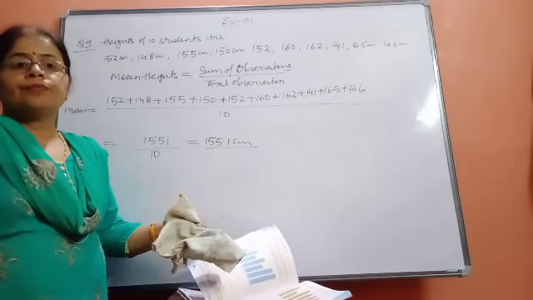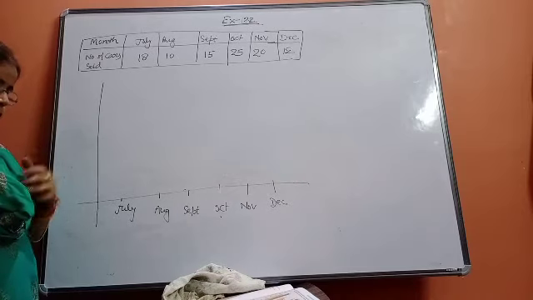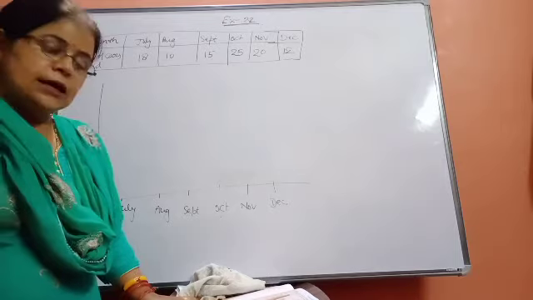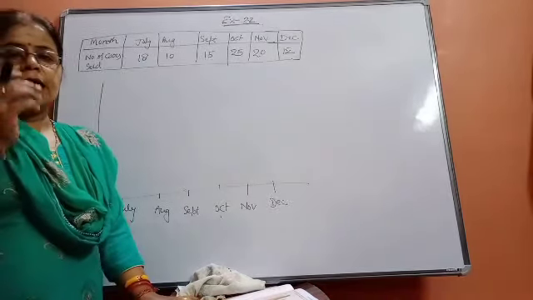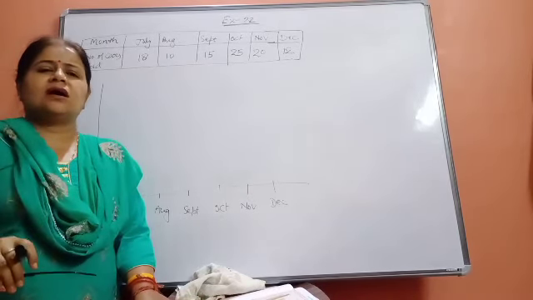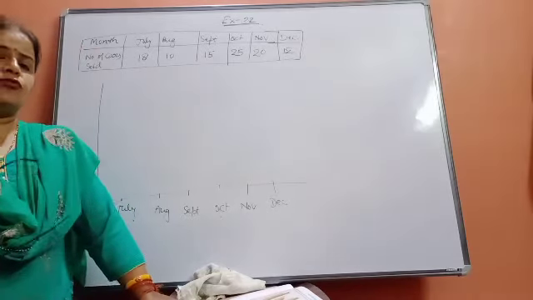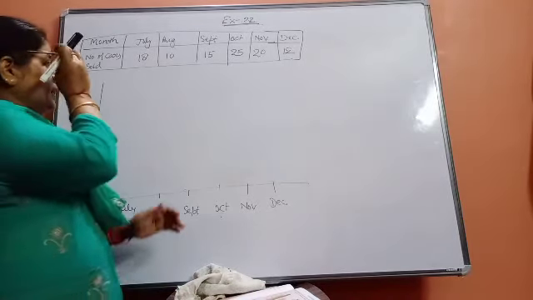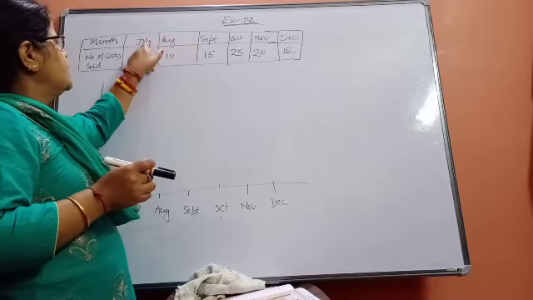See that, beta. Now exercise 12.2: draw an appropriate graph to represent the given information. How will you do this question? In earlier classes, you have been learning this type of question from class 3rd, 4th onwards. You have learned two types of graph: one is bar graph and the second is histogram. And you can see that here the information is given for July, August, September.